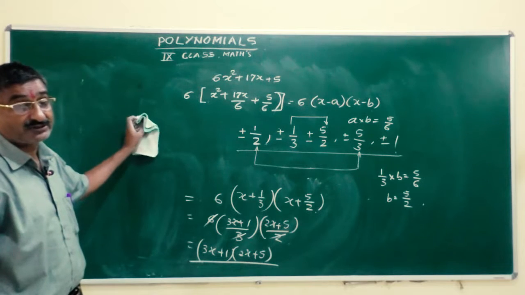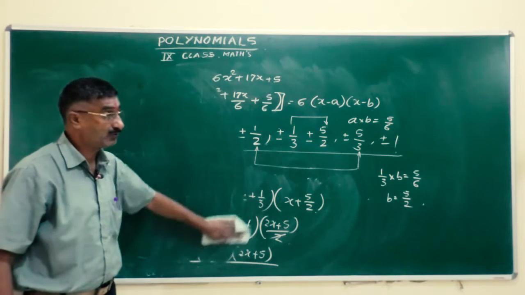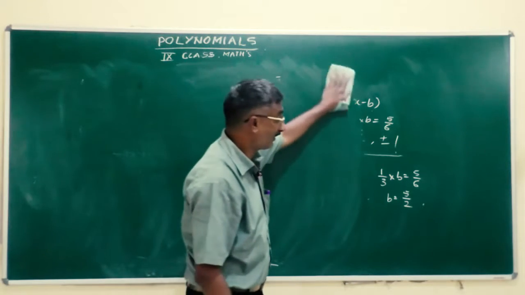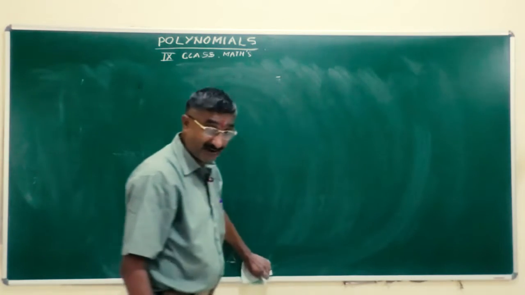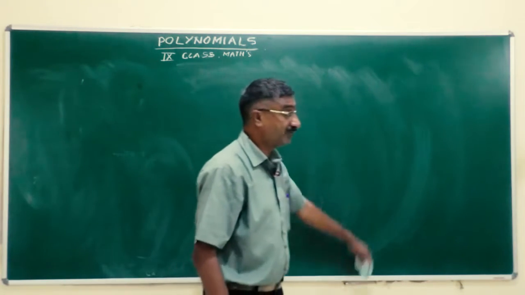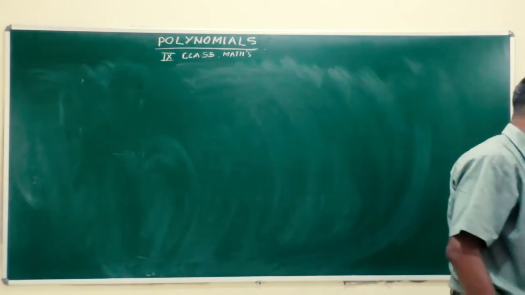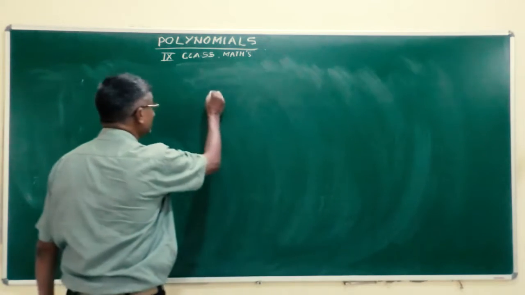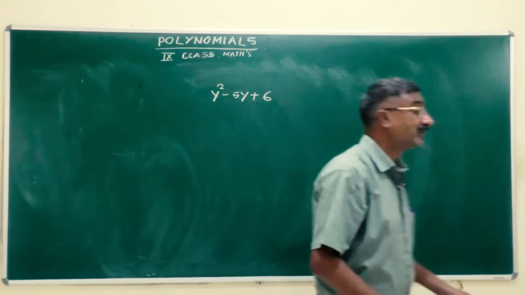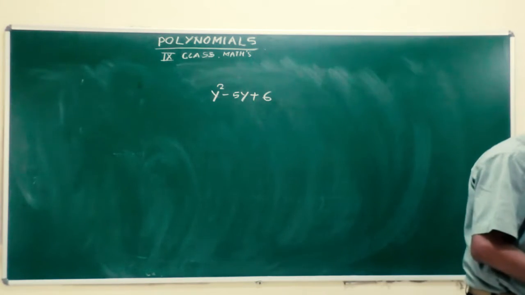In factorization we are using the factorization theorem, that is, if P of A is equal to 0, then x minus A is a factor of the given polynomial. If P of minus A is 0, then x plus A will be the factor. That concept we have used in solving the example. Now, factorize y cube minus y square minus 5y plus 6 by using factor theorem.